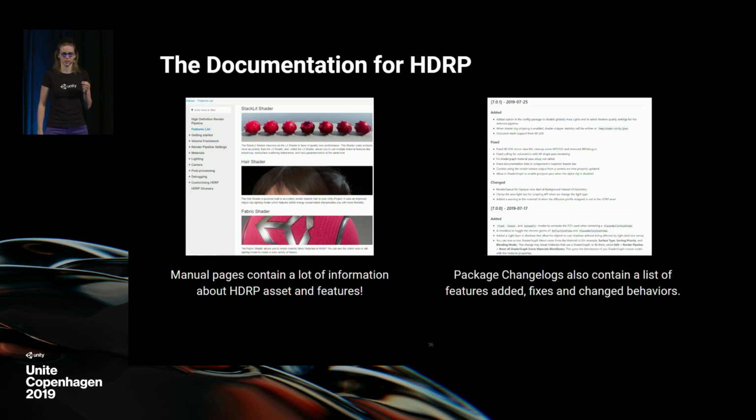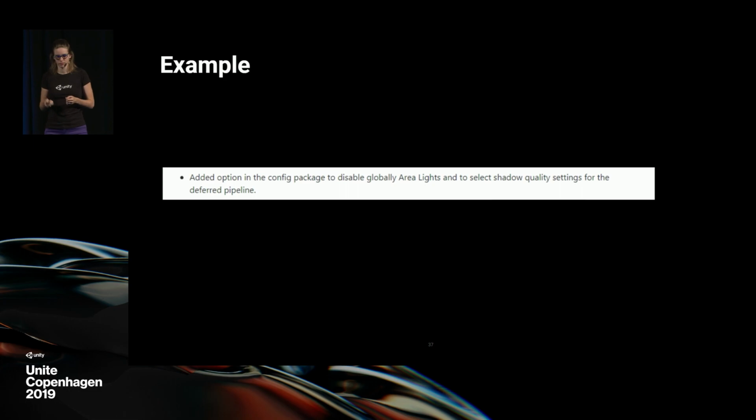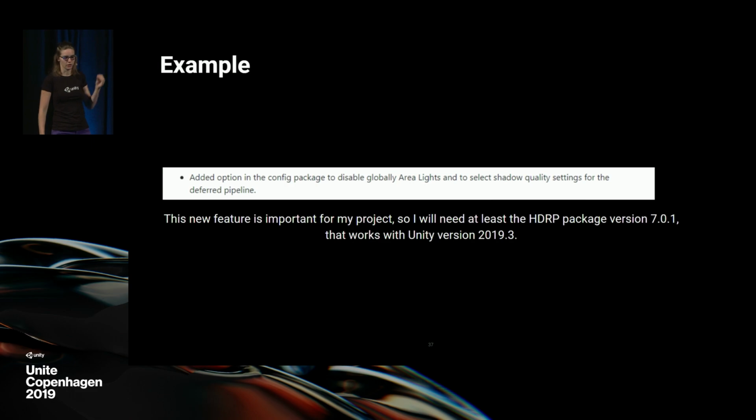And the change logs, what they give you that's a bit different is the view of which features have been added or fixed, and what behavior changed for each HDRP package version. So let's take an example. I've noticed that this feature is something I definitely want for my project. Otherwise, it's not worth it. Well, guess what? I noticed in the changelog, this feature is added in version 7.0.1. So what I need is Unity version 19.3.